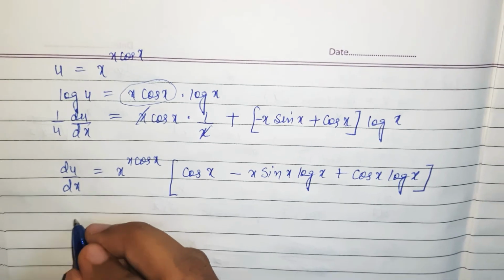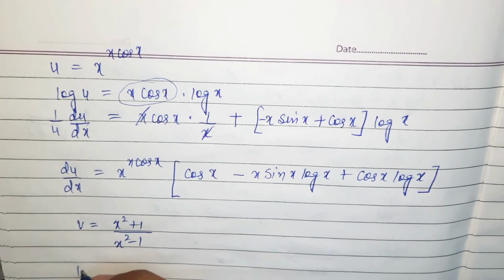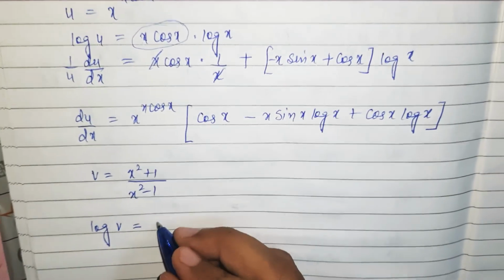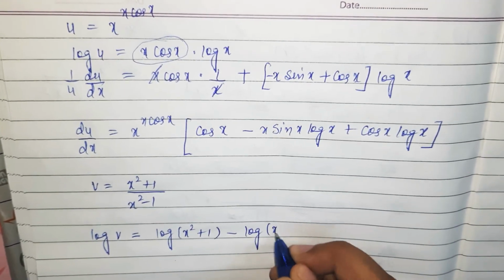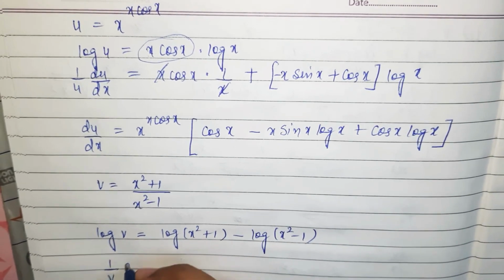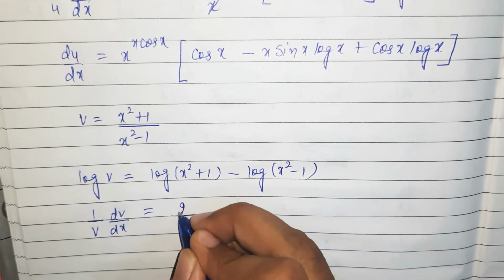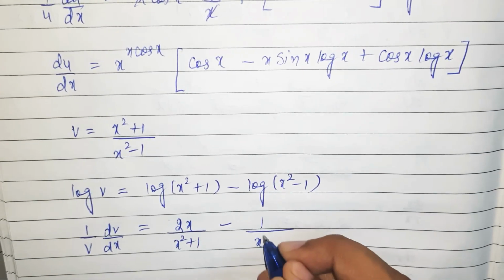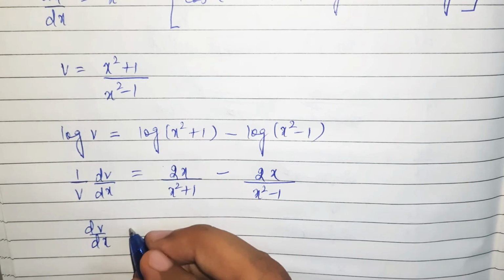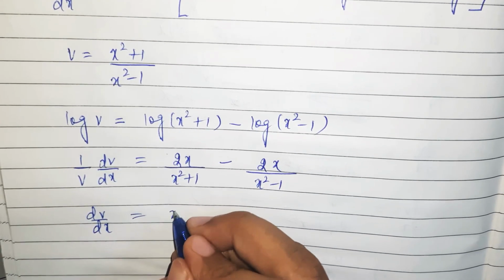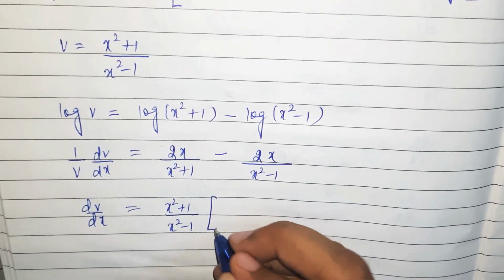Now come to v. v is x square plus 1 upon x square minus 1. You can apply the quotient rule also, but I am applying log. How to apply log? Log m by n: log of x square plus 1 minus log of x square minus 1. So 1 upon v dv by dx. Here 1 upon x square plus 1 into 2x minus 1 upon x square minus 1 into 2x. So dv by dx, what am I getting? v will come here, v will become x square plus 1 upon x square minus 1. So while taking LCM, what am I getting?